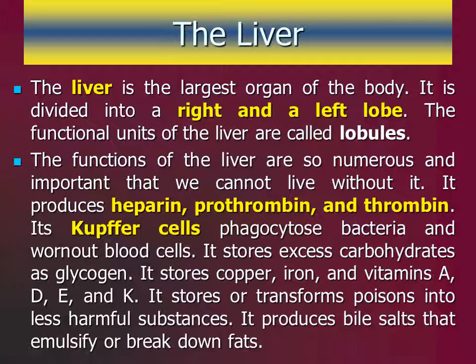The liver has 6 major functions. 1. The liver manufactures the anticoagulant heparin and most of the other plasma proteins, such as prothrombin and thrombin, that are involved in the blood clotting mechanism. 2. Kupffer cells of the liver phagocytose certain bacteria and old, worn-out white and red blood cells.